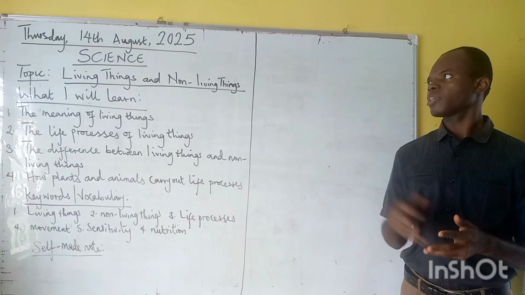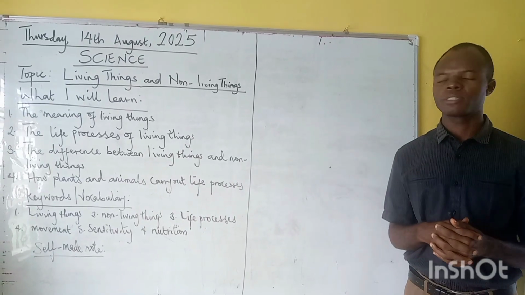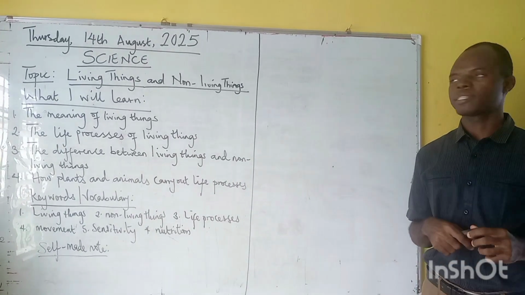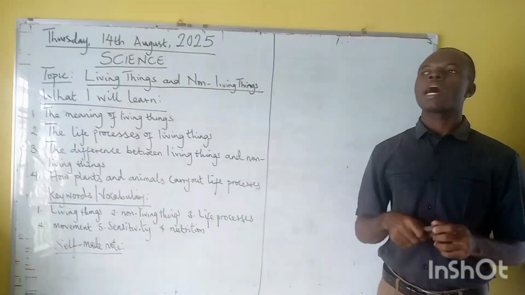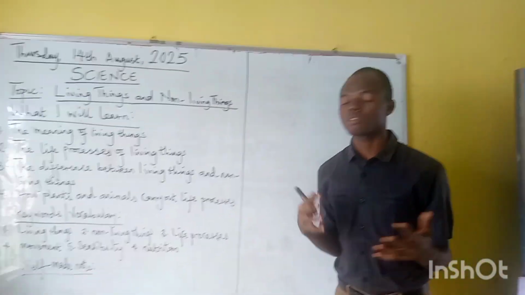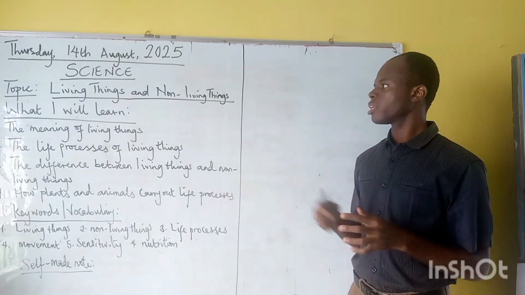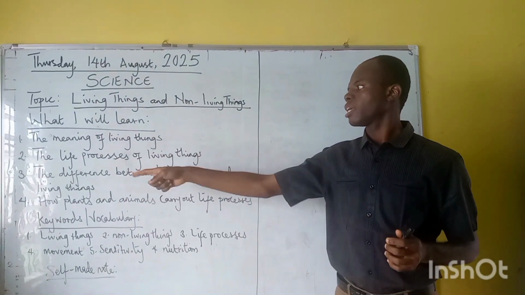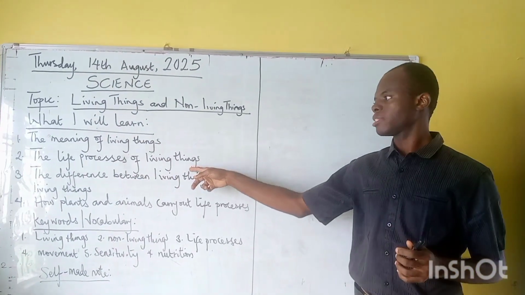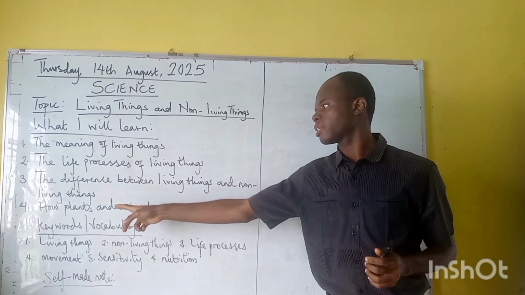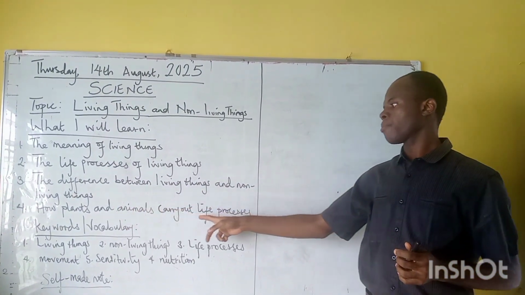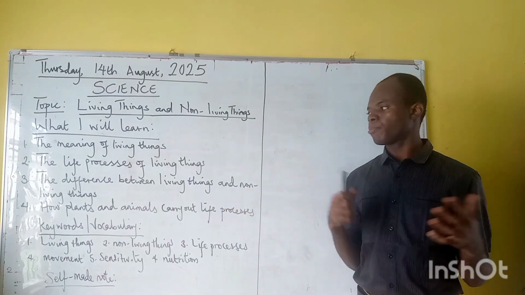Living things and non-living things. The subject is science. So the topic for today's class is living things and non-living things. In the course of our learning, we're going to learn the meaning of living things, the life processes of living things, the difference between living things and non-living things, and how plants and animals carry out life processes.